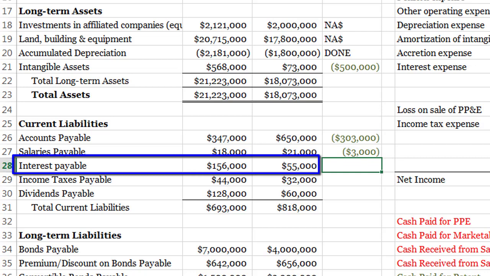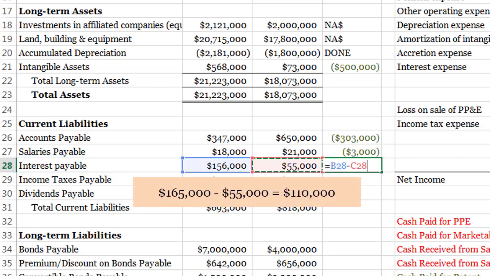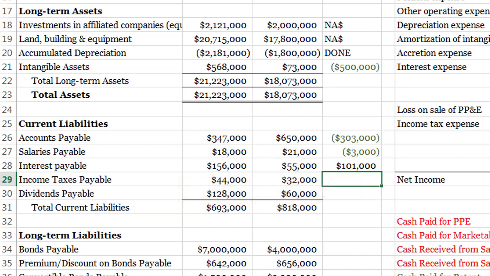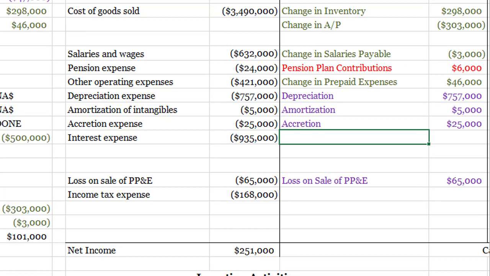Interest payable, same basic process that we're looking at. In this case, we've accrued a lot of interest that we haven't paid. So we've showed it as interest expense, but we haven't sent a check yet.